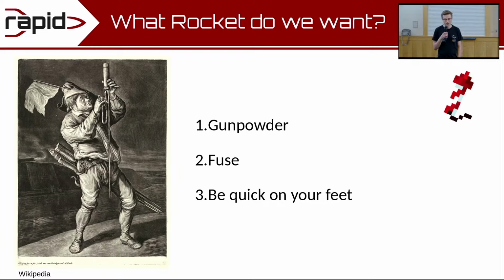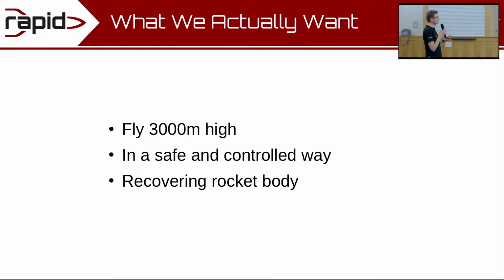Transporting anything with that is really hard, and maybe not the best idea. So maybe we need something more controlled. What we actually want is to fly at 3,000 meters. That's the goal of our rocket, and to do that in a safe and controlled way. Also, we want to recover the rocket safely. Otherwise, it wouldn't be a rocket, but a missile. And that's not what we do. And of course, we don't want to harm any humans with our rocket. So what is needed to launch a rocket?